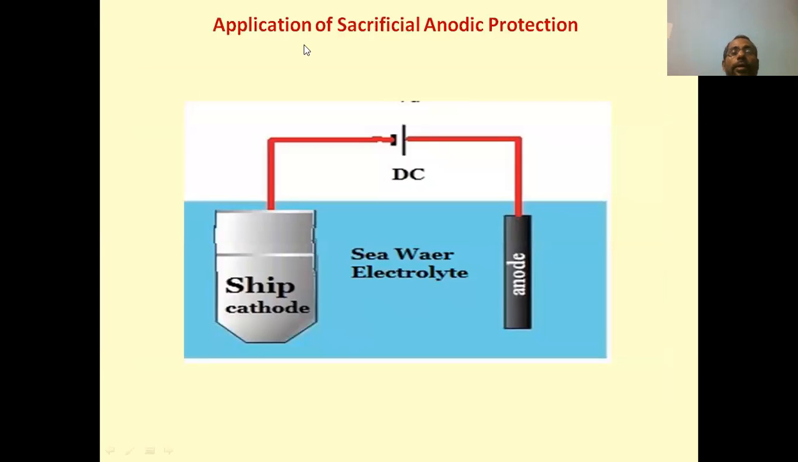Now another application of sacrificial anodic protection. Here the sea acts as the electrolyte. This is the ship that needs to be protected, connected to an anode, a noble metal which is mostly insoluble in nature, connected to the DC source. As a result, the ship now converts into a cathode by connecting to this. That's why it is being protected. Now the electrons come from here through the anode and move to the cathode.